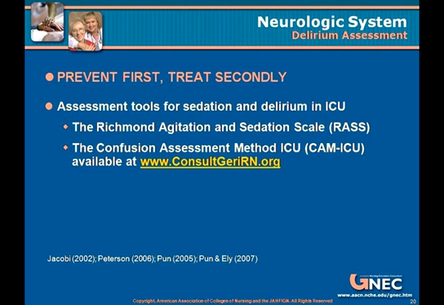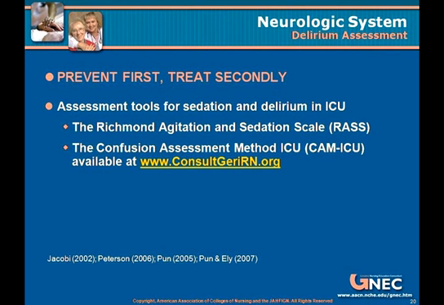We know that up to 70% of older adults admitted to a medical ICU experience at least one episode of delirium during their hospital stay, and that any episode of delirium can be associated with unfavorable short and long-term outcomes. And the more days spent in delirium, the more problematic their recovery can be. Delirium increases hospital length of stay and predisposes patients to other complications. First, we want to prevent, and secondly, treat.